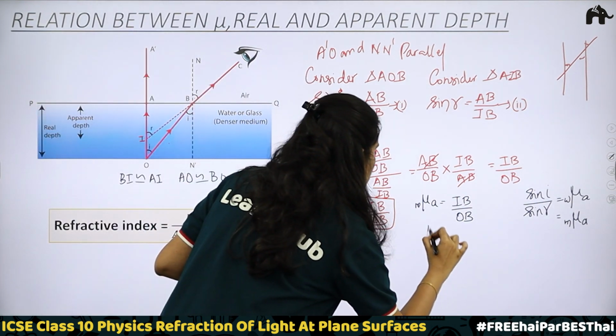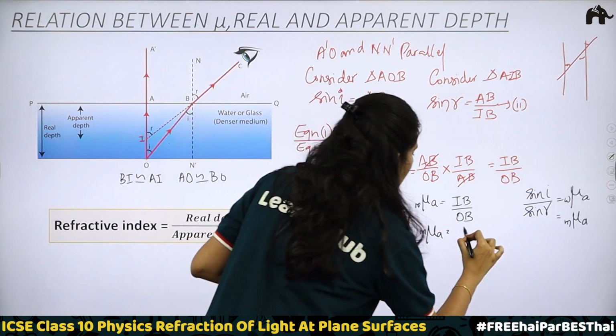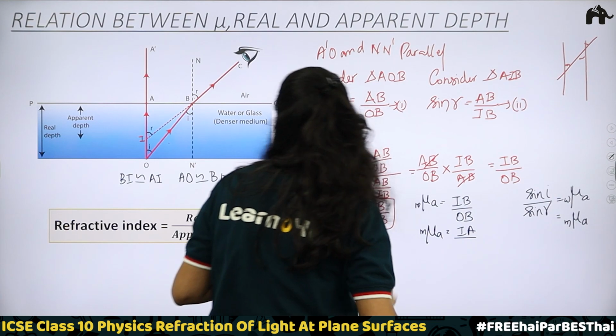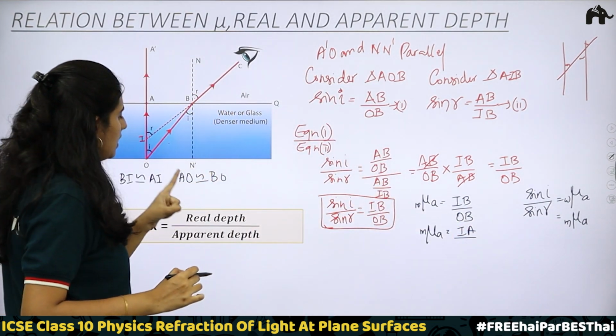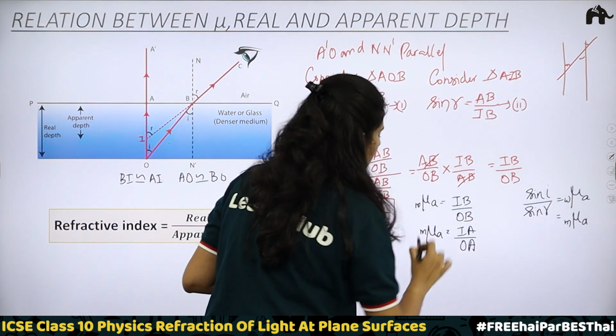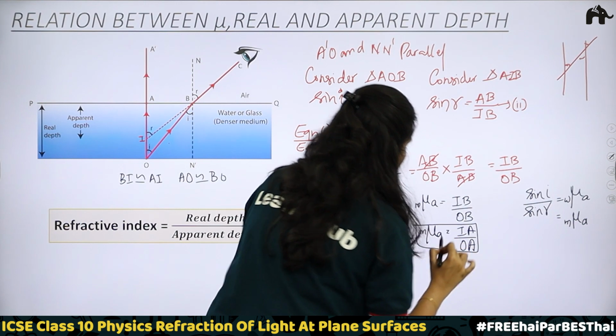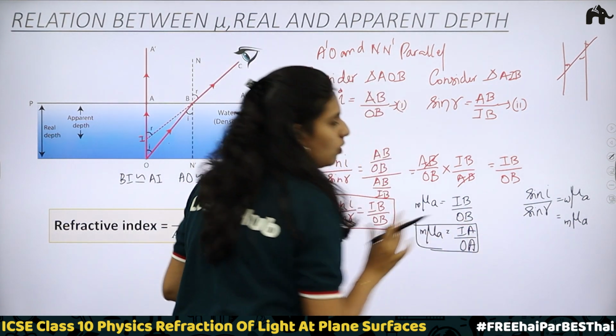Okay. Therefore, mu AM is equal to IA divided by OB. OB is approximately equal to AO, or OA. Okay. So, mu AM is equal to IA divided by OA.